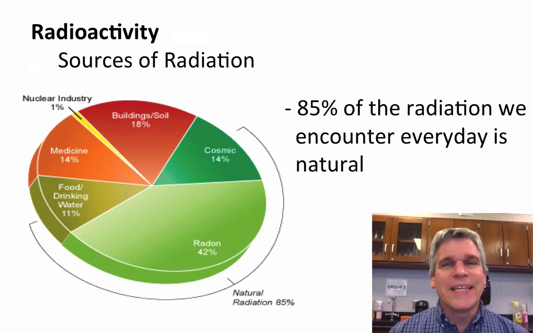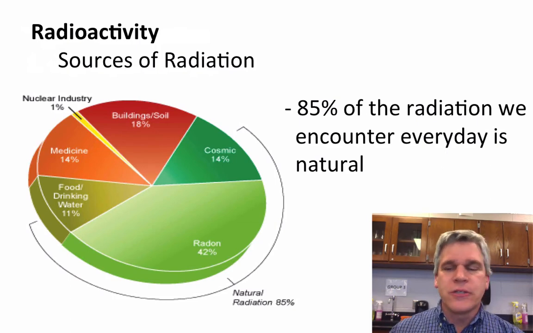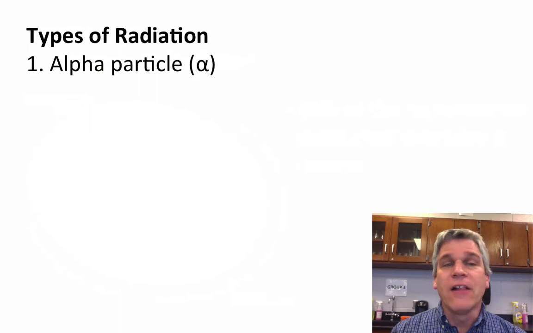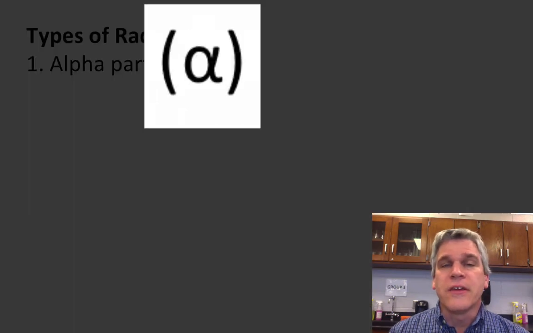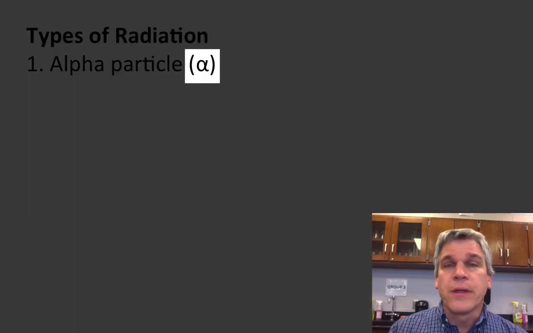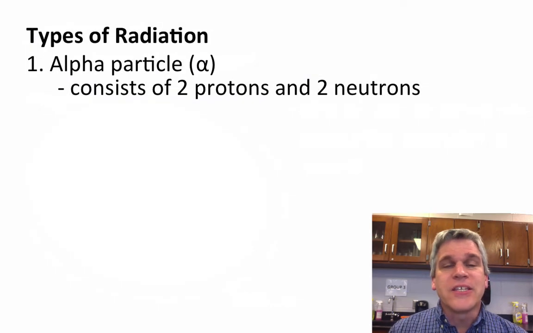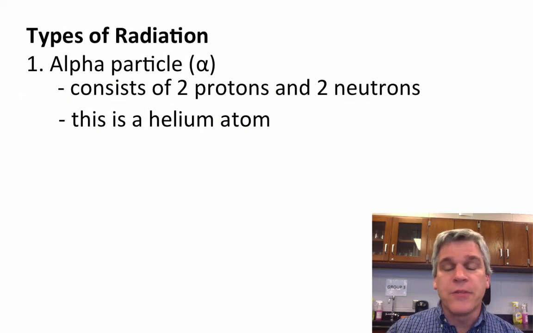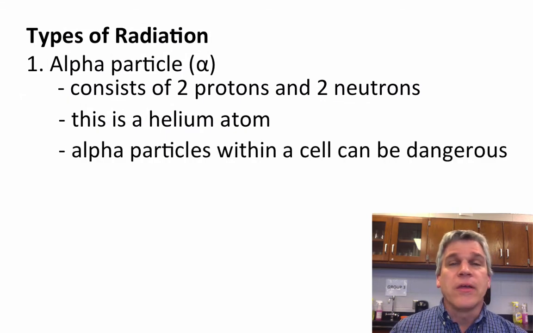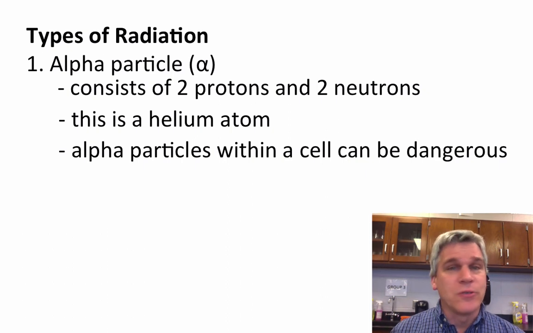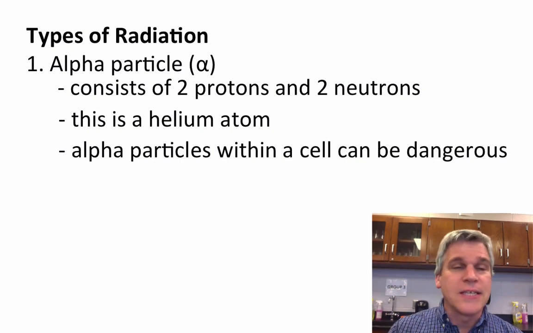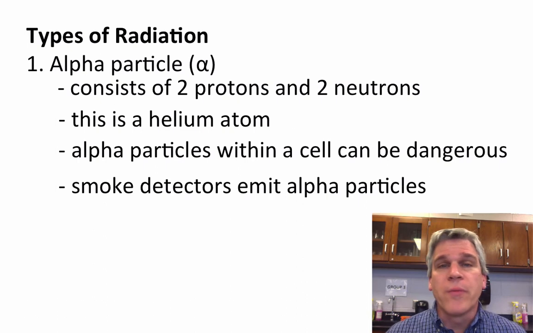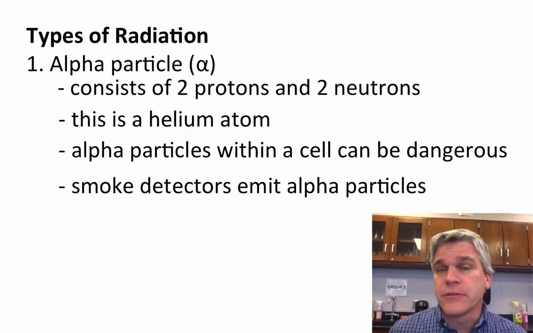So what exactly is radiation? Well, we're going to look at three different types of radiation today. The first are alpha particles. You can see the Greek symbol for alpha in the parentheses, and this consists of two protons and two neutrons. Essentially, it's a helium atom that is going to escape the nucleus. Now, alpha particles inside of cells can be dangerous. They can wreak havoc on things inside of cells. But we use alpha particles for things like smoke detectors.